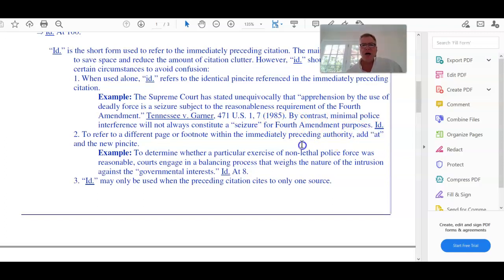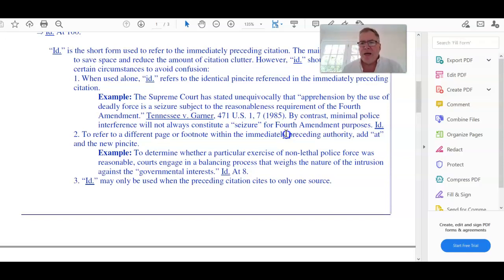Okay. What if this next sentence had a quote that was quoting something that appeared on page 8, not on page 7? Okay, so in other words, same case, everything's the same, but he puts another quote in there or another point of law, and he's referring to Garner page 8. So anyway, he would put id at page 8. That would tell the reader that that next quote appears on page 8 of the Garner decision, not page 7. Okay, so those are the two ways to use id.